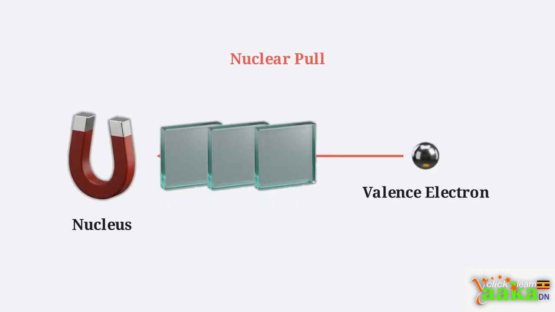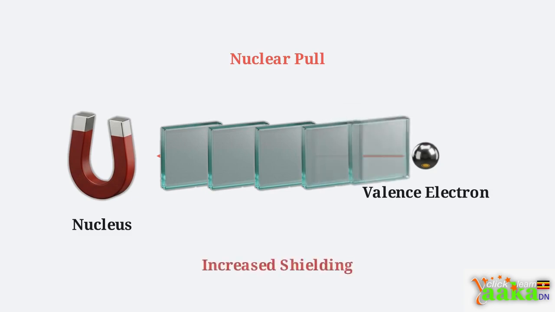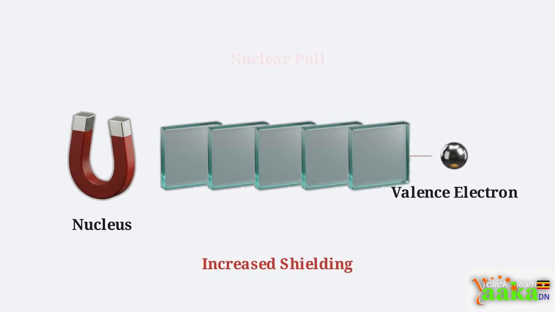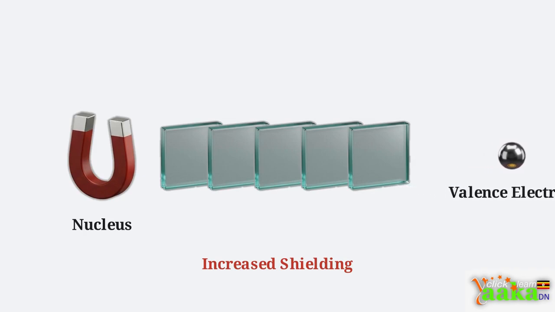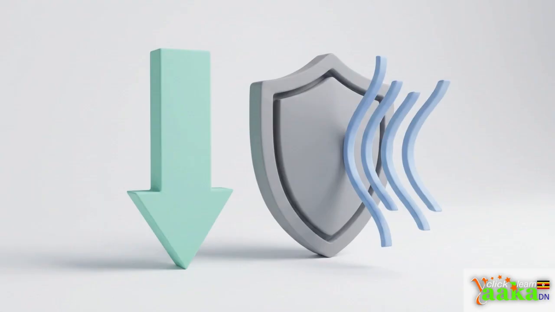The thick inner electron shells act as a shield. The more layers of shielding you add, the weaker the magnet's grip becomes. The further the electron is from the center, the easier it is to remove. This means moving down a group decreases ionization energy. The expanding shielding effect effectively blocks the nuclear pull.